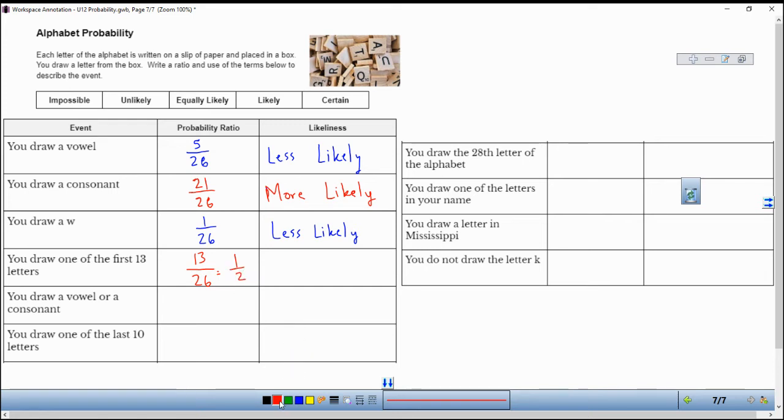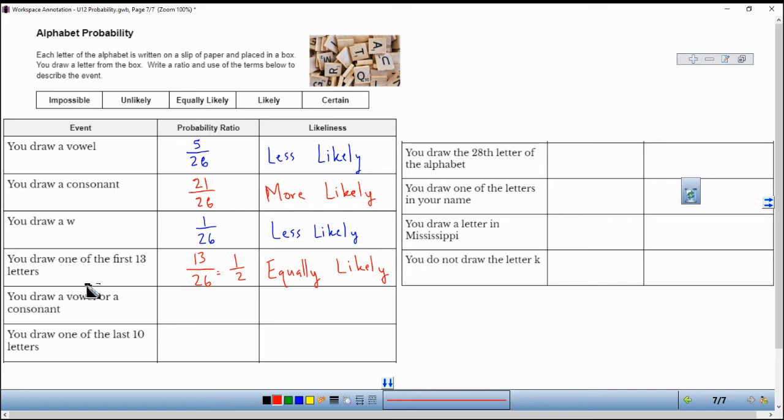So because the ratio is equivalent to 1/2, we would say that this is equally likely, because there are the same number of letters in the first 13 as there are in the last 13. So this is equally likely to happen, that you'd pull out one of the first 13 letters of the alphabet.